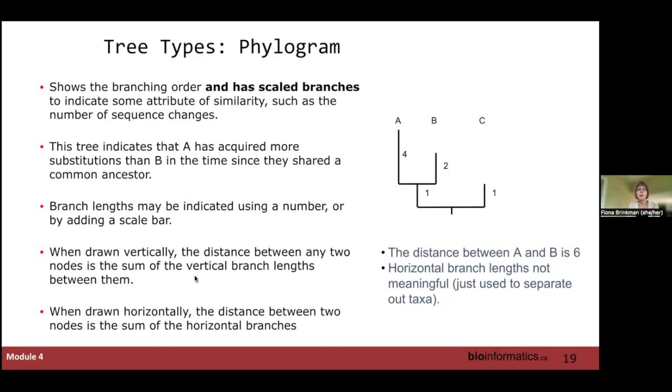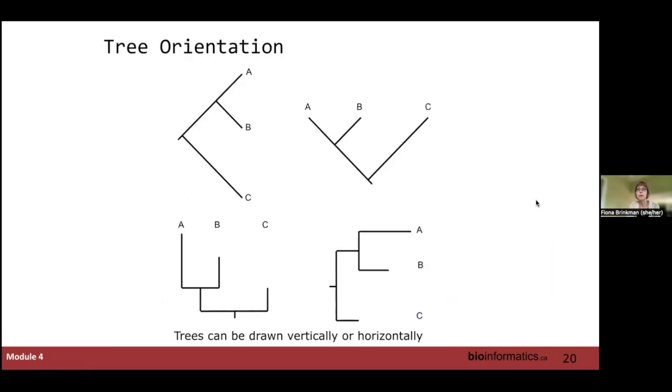So when drawn horizontally, the distance of those two nodes is the sum of the horizontal branches. So just picture that tree shifted over sideways. Again, these branches here are just to separate things out to make it easier to see. Okay, so you can do this kind of tree orientation. Like I said, there's the sort of vertical and horizontal. So trees can be drawn vertically or horizontally.